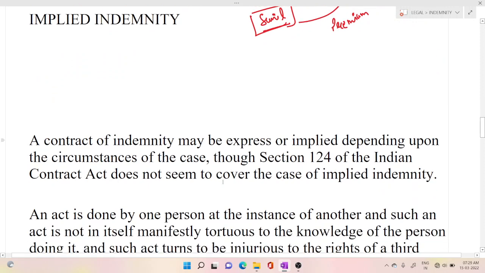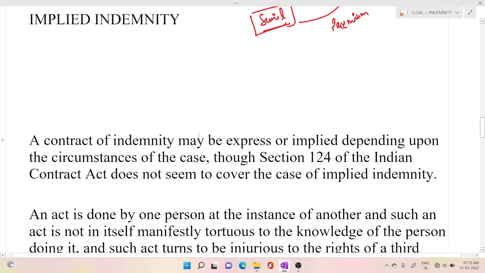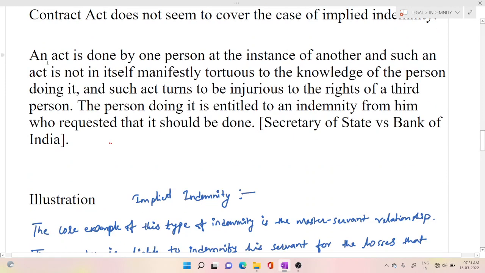Now let's see the implied indemnity. Okay, next is the implied indemnity. Let's see it. An implied indemnity is when an act is done by one person at the instance of another, and such an act is not in itself manifestly tortious to the knowledge of the person doing it. And such act turns out to be injurious to the rights of a third person, the person doing it is entitled to an indemnity from him who requested that it should be done.